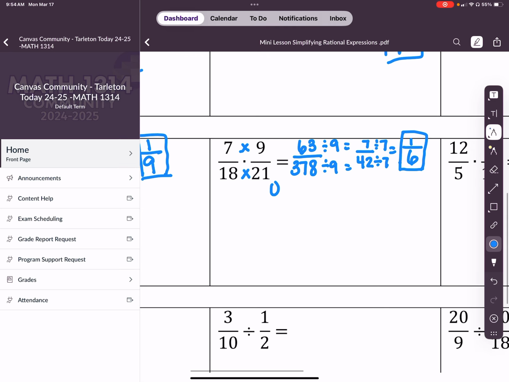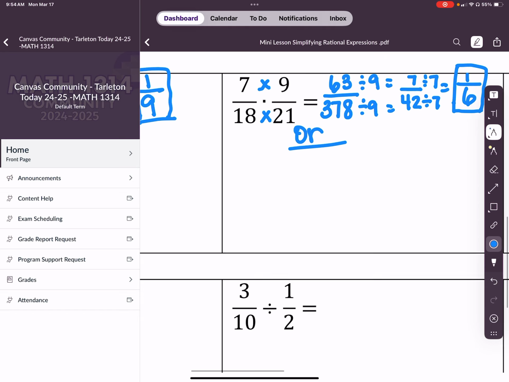Now, you could have, and this might be the way that some of you like to do it, and that's fine. You could have done it this way. So we have 7 over 18 times 9 over 21. So what some people like to do, because it prevents you from having to do as much factoring or simplifying at the end, is that they cross cancel. So 9 and 18 are both divisible by 9. So 9 is divisible by 9 once, 18 is divisible by 9 twice.